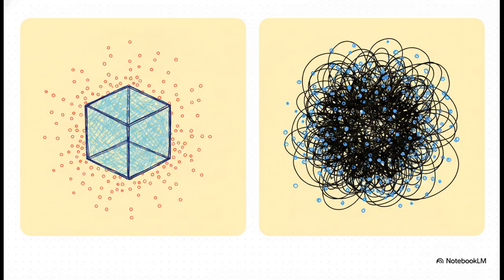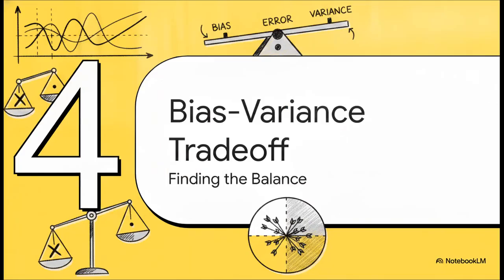On the right, we have a model that is way too complex. That's high variance, which leads to overfitting. It's captured all the signal, but also all the useless noise. Finding the sweet spot between these two, that is the absolute core challenge of model design. And that brings us to the climax of this whole explainer.